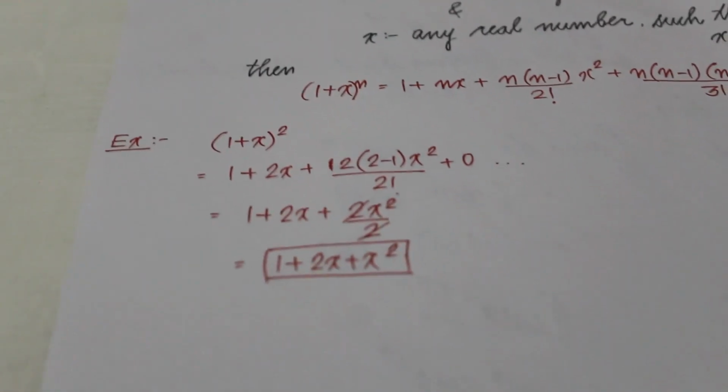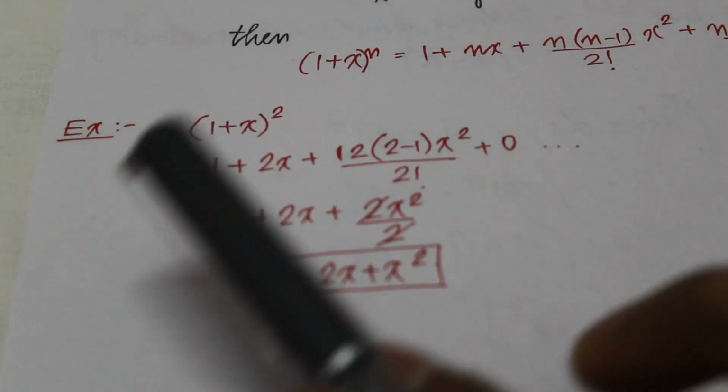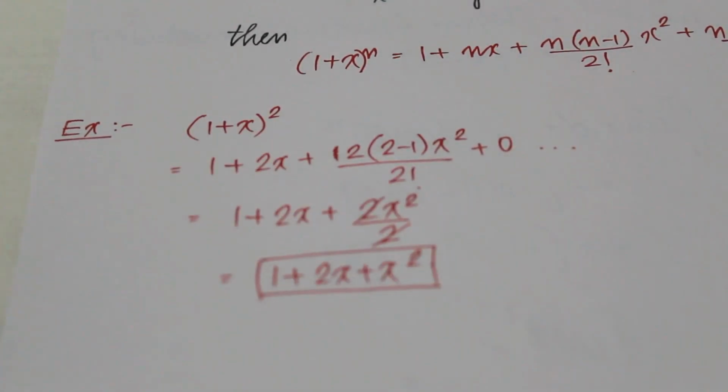Let us understand this with an example. If I ask what is 1 plus x whole square, we know that it will be 1 plus x square plus 2x.